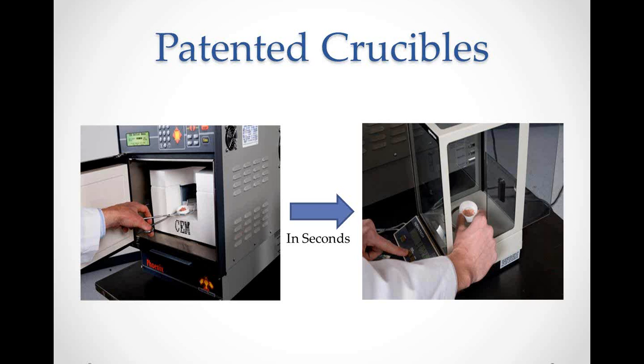Meanwhile, the patented crucibles that the Phoenix utilizes can actually cool in only seconds. I think we've seen about 4 seconds to go from the 550 degrees Celsius at which the sample is ashed to the actual cooling time to reweigh the samples themselves.